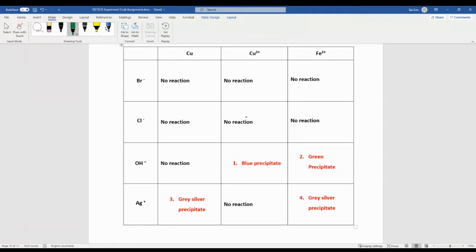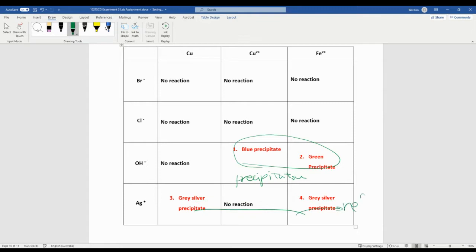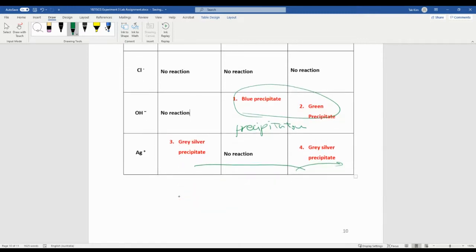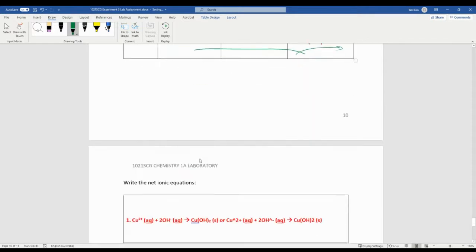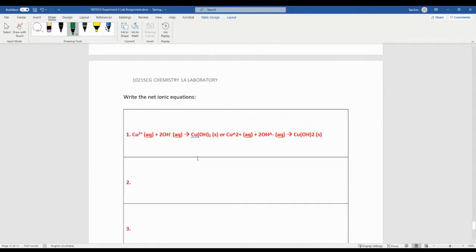So these two, number 1 and 2, they are precipitation reactions, for both. And then number 3 and 4, they are redox reactions. All right. So these two are redox equations. And I think we have some, yeah, there we go.